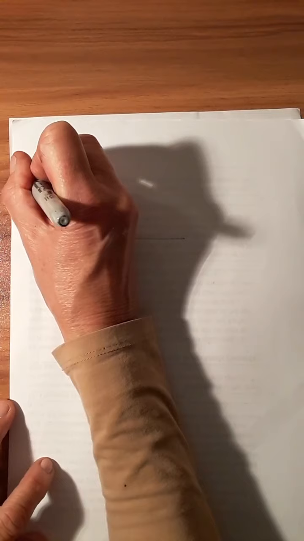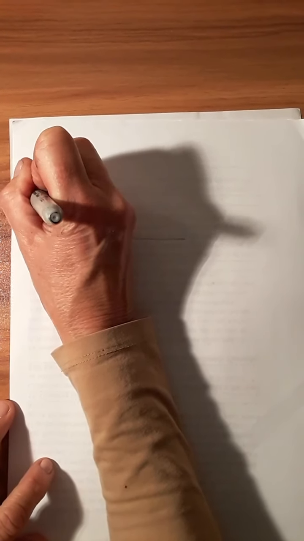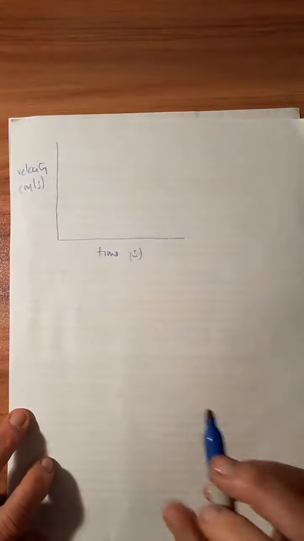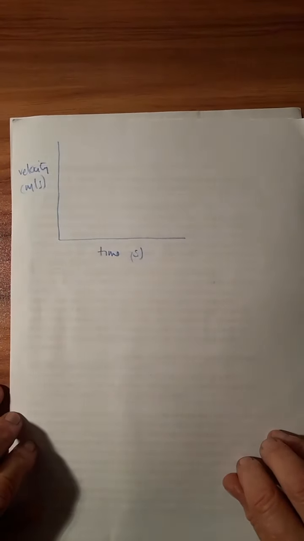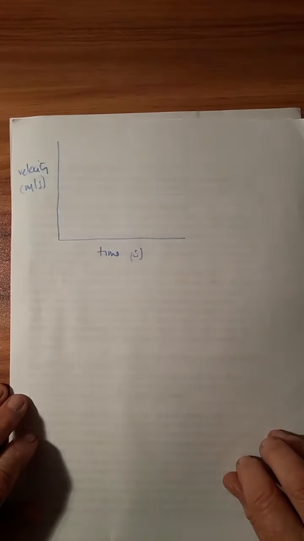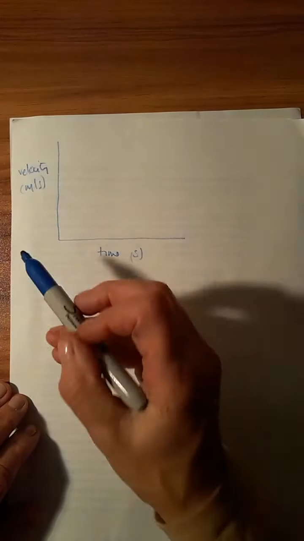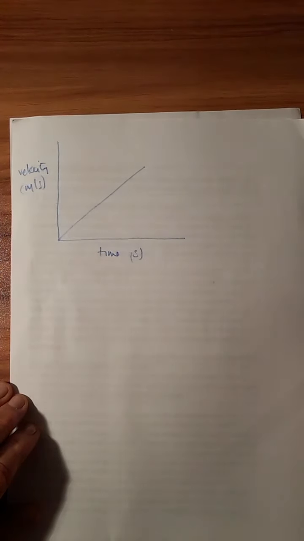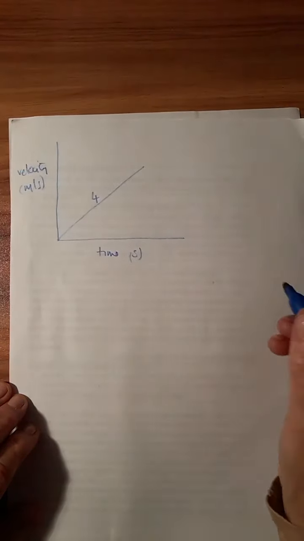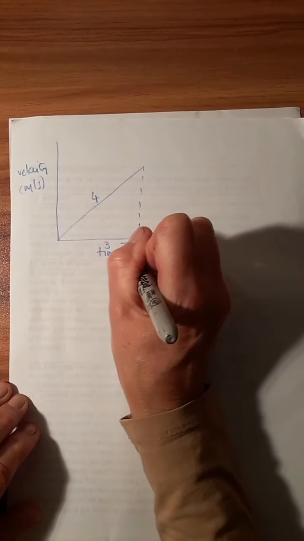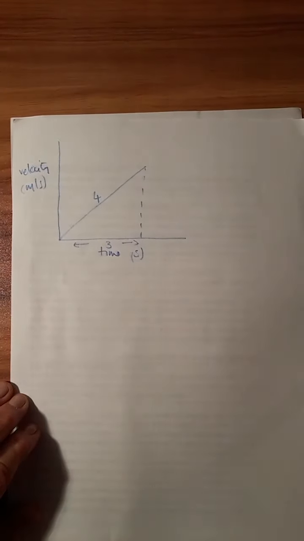And I'm going to mark this velocity axis, meters per second, and this is the time axis in seconds. Now, from reading the question, a particle moving in a straight line is accelerated from rest by an acceleration of 4 meters per second squared, acting for 3 seconds. So from rest is from down here. So it's accelerated 4 meters per second squared, and that happens for 3 seconds. So this bit from there to there, I'm going to mark that on the axis.